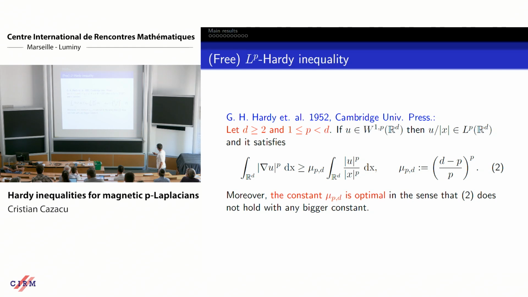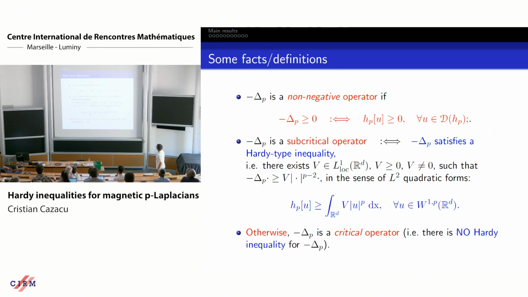Otherwise we call the operator critical. So criticality means that 0 is the sharp lower bound, and subcriticality means that this is not sharp, so that we can add something in between. So the question is, is the p-Laplace operator critical or not?